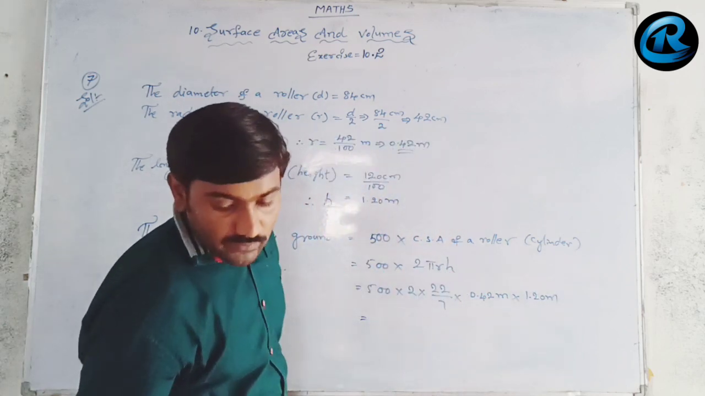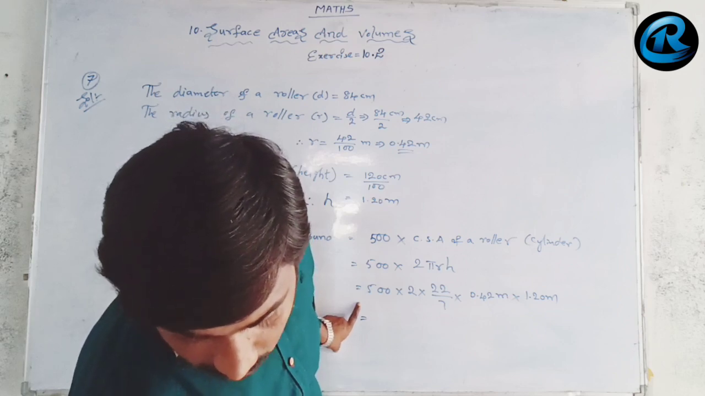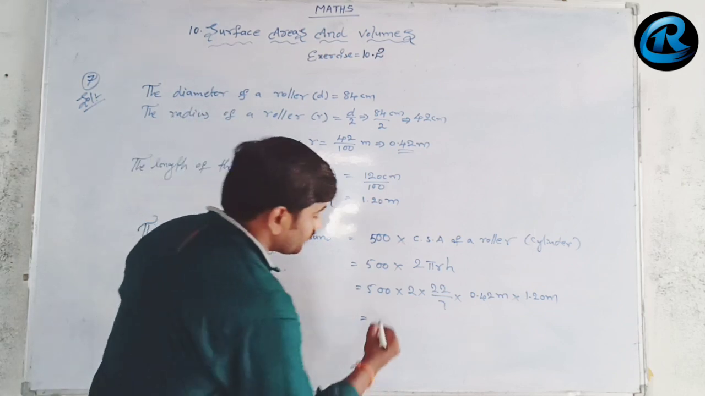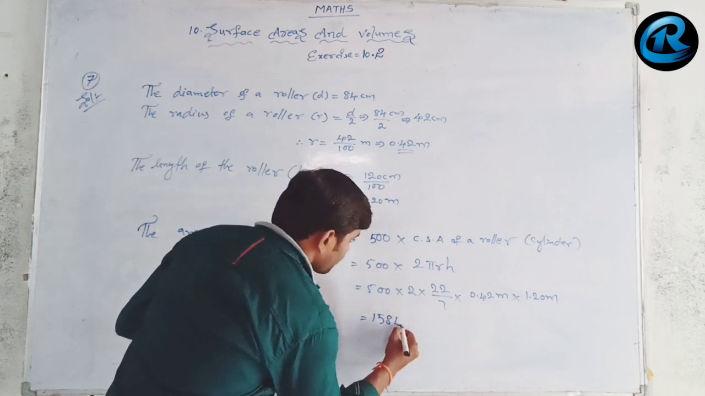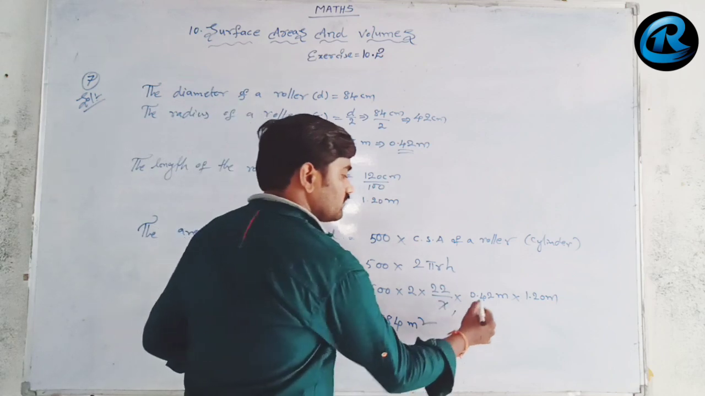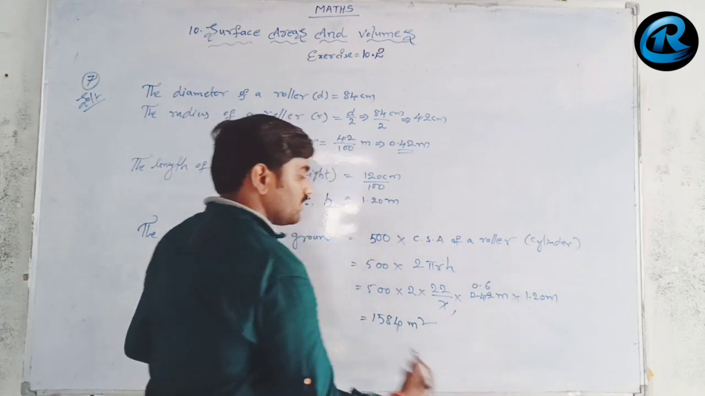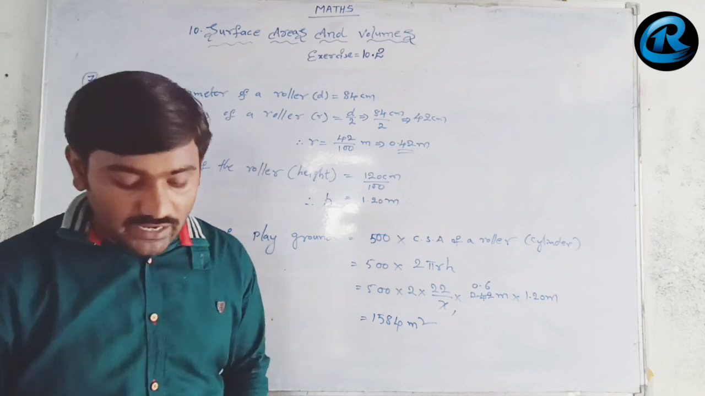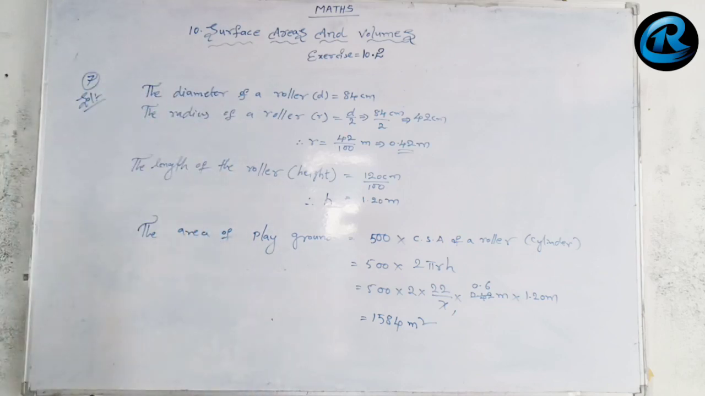So simple. When you simplify all this, we get at last 1584 meter square. Very simple way we can cancel. 7 sixes are 42, and multiply all that, you get this. And this is the area of the playground in meter square. So take a screenshot and try to understand. That's very easy.